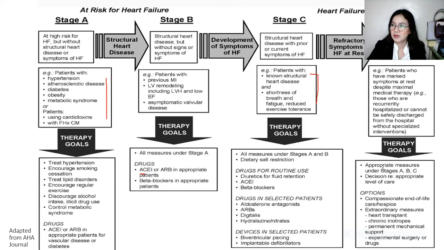And then lastly, we have appropriate measures given under stage D, and there are options of compassionate end-of-life care or hospice, and then extraordinary measures such as heart transplant, chronic inotropes, and experimental surgery or drugs, depending on the recommendation of the physician.